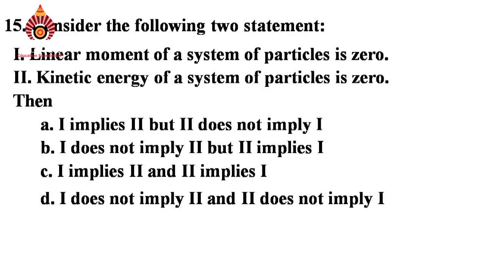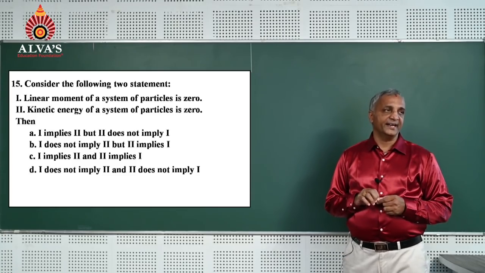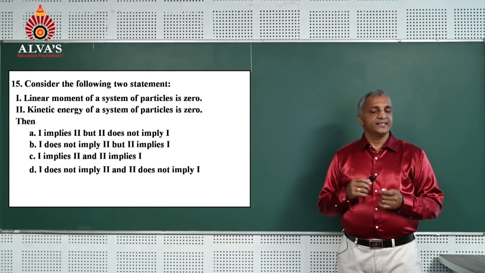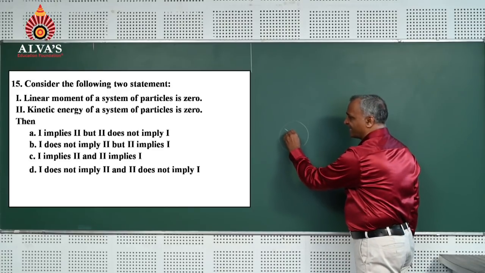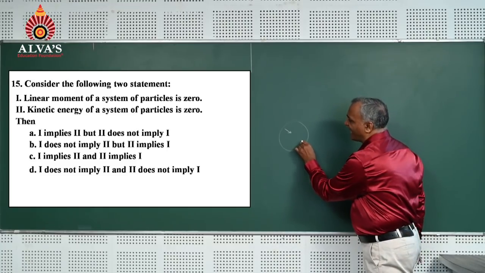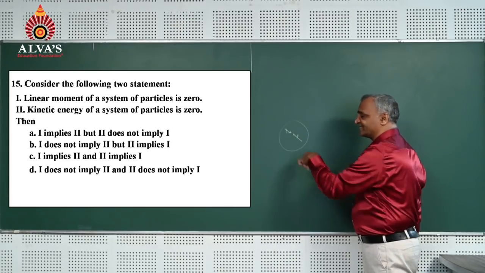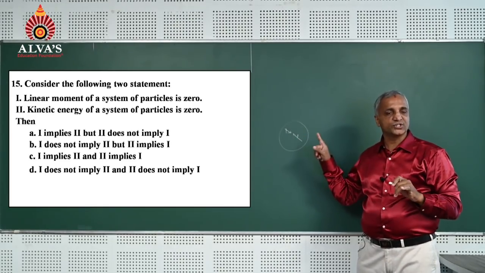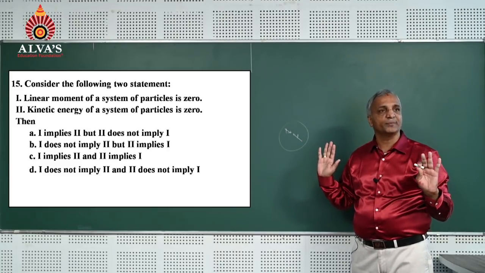Question number 15. Consider the following statement. Linear momentum of a system of particles is 0. Second statement is kinetic energy of a system of particles is 0. Then we have to go for the following option. See, suppose you consider a system, then I can say a particular body has some kinetic energy and its momentum is in this direction, and one more particle has kinetic energy and its momentum is acting in the opposite direction. Then since they are vectors, they cancel each other. This shows that momentum can be 0, but kinetic energy cannot be 0.